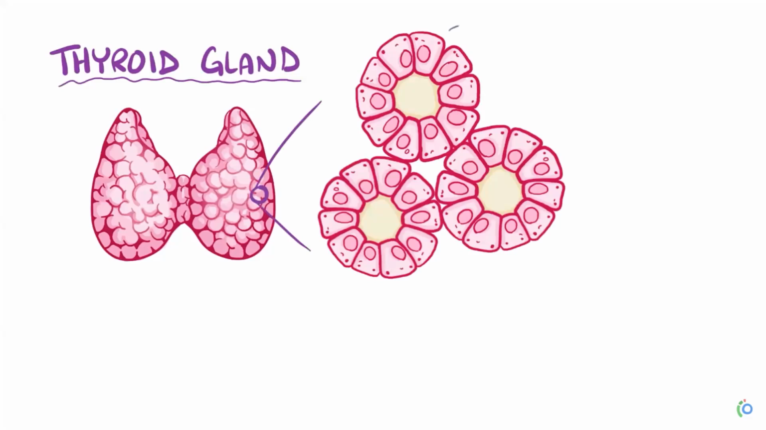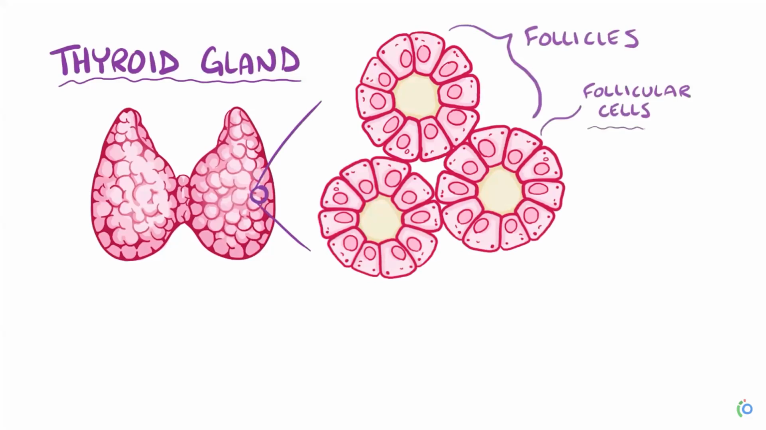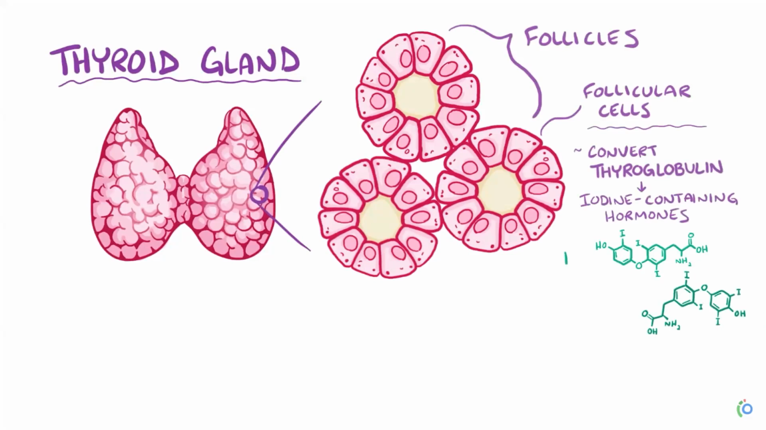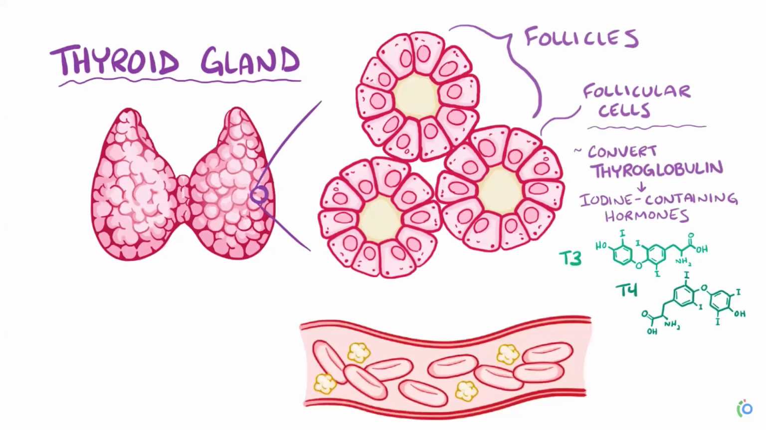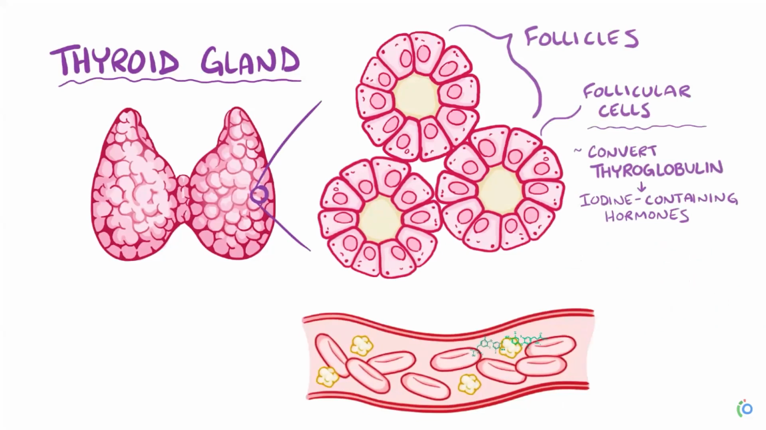The thyroid gland is made up of thousands of follicles, which are small spheres lined with follicular cells. Follicular cells convert thyroglobulin, a protein found in follicles, into two iodine-containing hormones, triiodothyronine, or T3, and thyroxine, or T4. Once released from the thyroid gland, these hormones enter the blood and bind to the circulating plasma proteins. Only a small amount of T3 and T4 will travel unbound in the blood, and these two hormones get picked up by nearly every cell in the body. Once inside the cell, T4 is mostly converted to T3, where it can exert its effect.